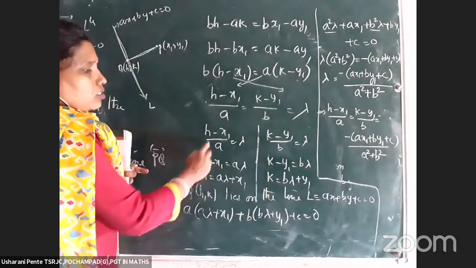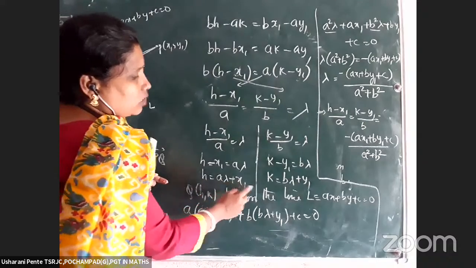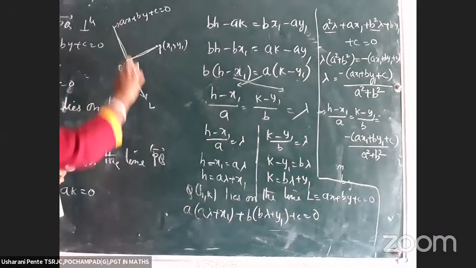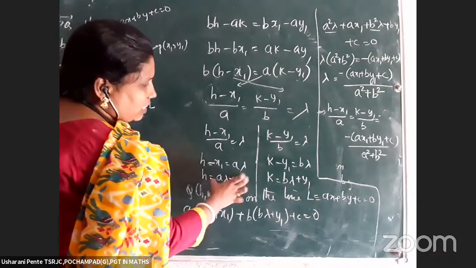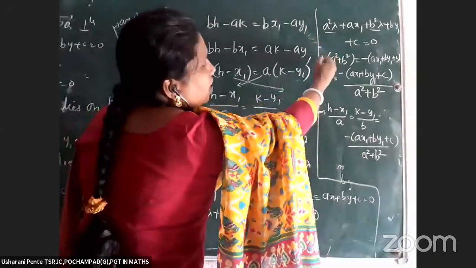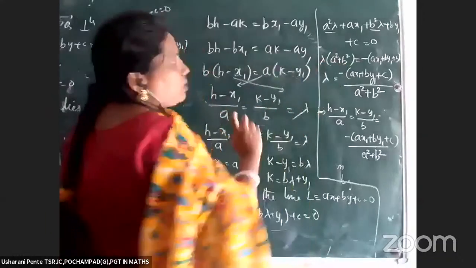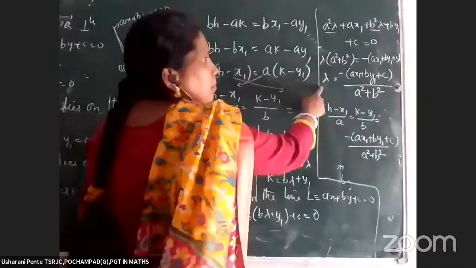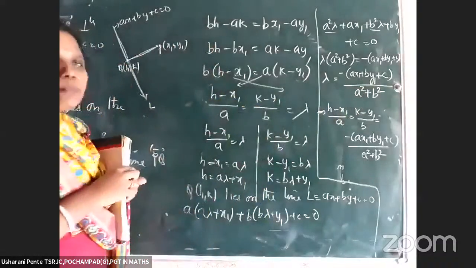From this we can get the value of h. h is equal to a lambda plus x1, and k is equal to b lambda plus y1. We know that Q also lies on this line, so we substitute h, k in place of x and y in this line. When we multiply inside, we take lambda common from these two terms. So we get lambda times (a square plus b square) is equal to minus (ax1 + by1 + c). Lambda is equal to minus of (ax1 + by1 + c) by a square plus b square.